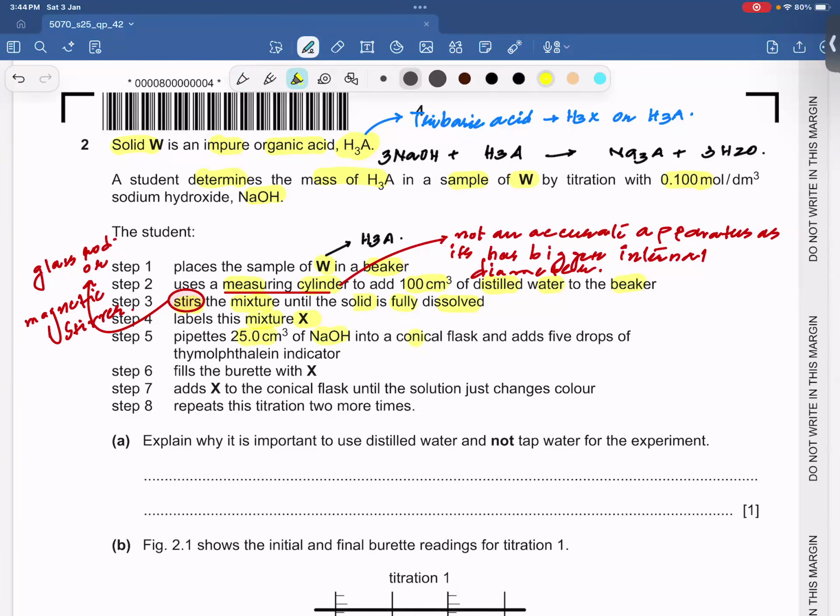Prepare 25 cm cube of NaOH into the conical flask and add 5 drops of thymolphthalein indicator. By the way, thymolphthalein indicator in acid shows colorless. In alkali, it gives you blue color. So you should remember what sort of color we have seen in acid and in alkali. Repeat the titration 2 more times.